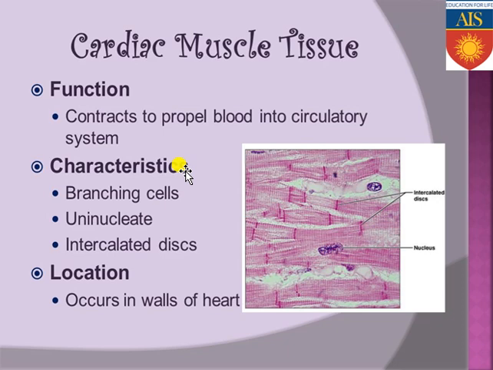Skeletal muscles are multinucleated. Smooth muscles are uninucleated. Cardiac muscles again are uninucleated. Skeletal muscles do not have any intercalated discs. Smooth muscles also do not have any intercalated discs, but cardiac muscles obviously have intercalated discs. Keep it in your mind.